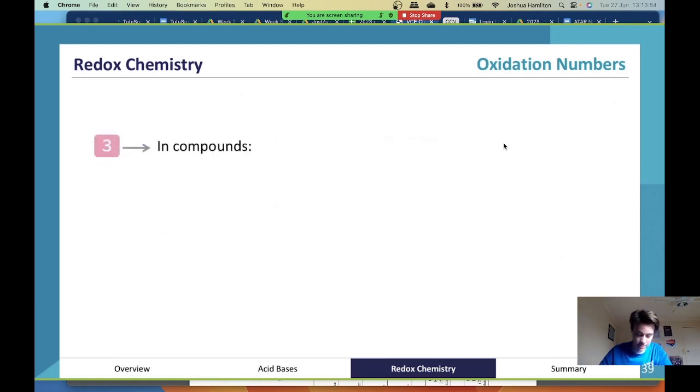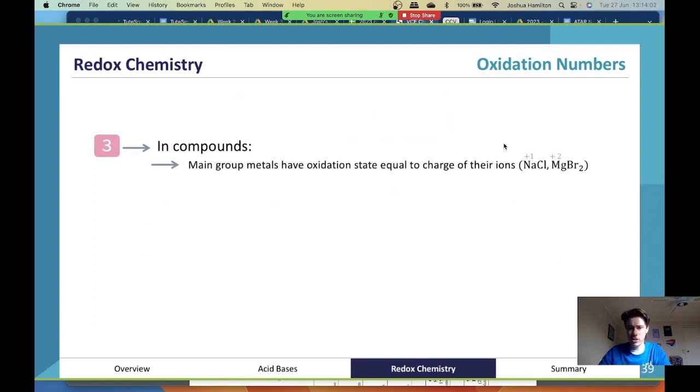In compounds, again, a little bit different. In compounds, the main group metals have oxidation states equal to the charge of their ions. So in NaCl, Na will be Na+ and Cl will be Cl-, so we're going to have +1 and -1. We have magnesium bromide. Bromide is -1, magnesium is +2, so we're going to have +2 for our magnesium, and bromide's going to be -1. So even though overall this thing doesn't have a charge, there are 2 ions in there.